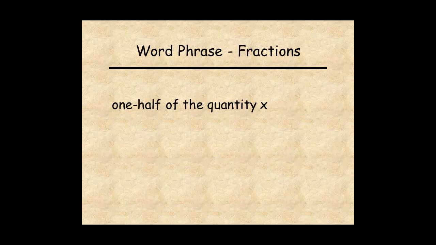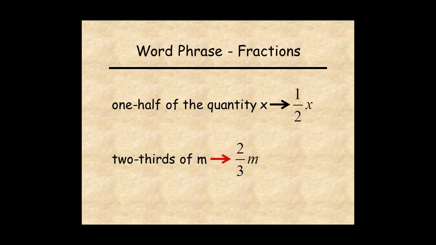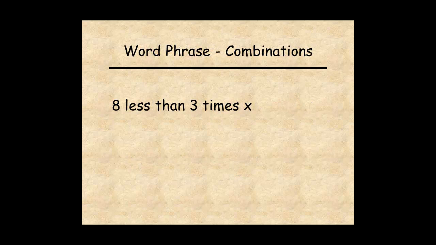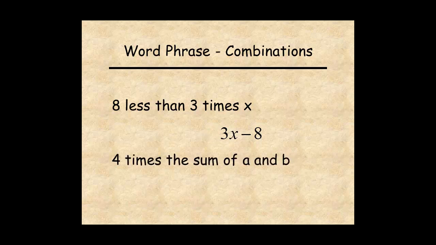For phrases with fractions, of means multiply. 1/2 of the quantity x is written as 1/2 times x. And the phrase 2/3 of m is written as 2/3 times m. You can also write phrases that are combinations of operations. 8 less than 3 times x is written as 3x minus 8. And 4 times the sum of a and b is written as 4 parentheses a plus b.